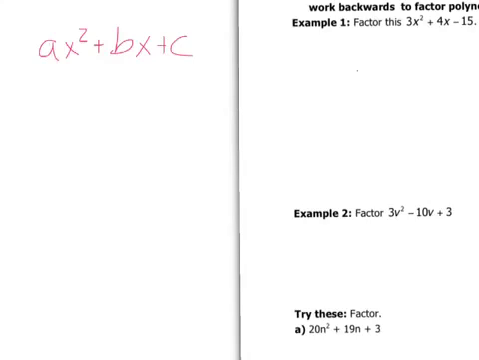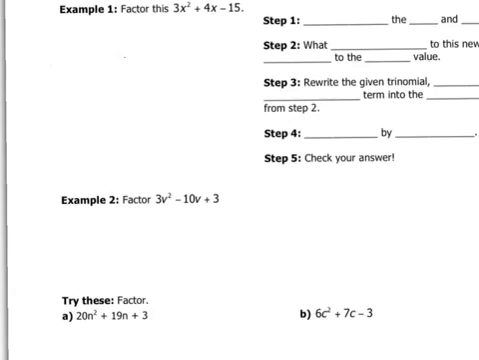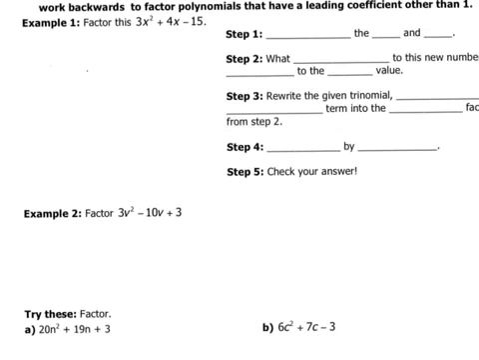Do you see a and c in this equation? Yeah, right? You take the first term and multiply it by the last term. That's why it's called the AC method. So let's do that. Step 1 is multiply the A and C.